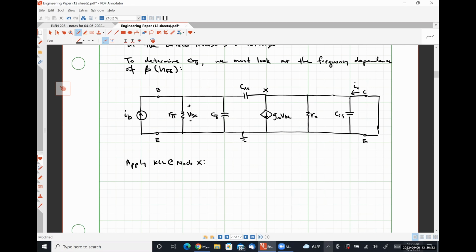Shouldn't your current be like IB, R pi, GM1? The problem here is that we have to take into account the impedances of all of these capacitors. I know for sure the current IC is flowing in because none is going to branch off and flow through this impedance. So I have IC flowing in and GM VBE flowing out. I'm trying to figure out what the current flowing in is. The potential difference between here and here is obviously just VBE.